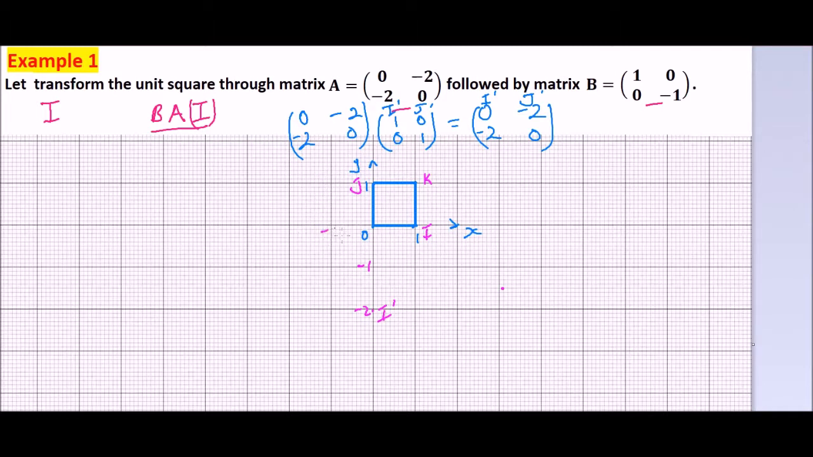If you want to know where K is, you just multiply by the column vector K, which is -2. Minus 2 times 1 will give -2, and 2 times 0 is 0. So the position K is -2, 2. So they have the image, and therefore that is where we have our first image under the transformation matrix that we have been given, 0, -2, -2, 0.